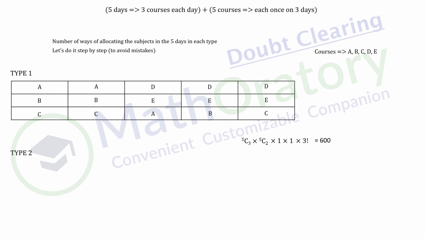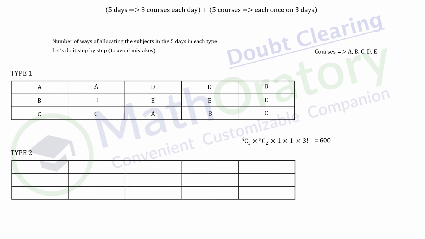What about type two? So type two, we started by selecting two subjects for two different days. So we started with something like this, right? AB, AB for two different days. So again, a couple of things to do. You have to select two subjects out of the available five, and you have to allocate them to 2 days. So for that, you need to select 2 days out of the available five. So you have a 5C2 cross 5C2.